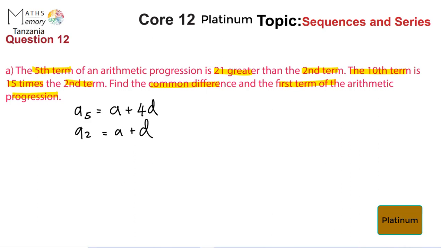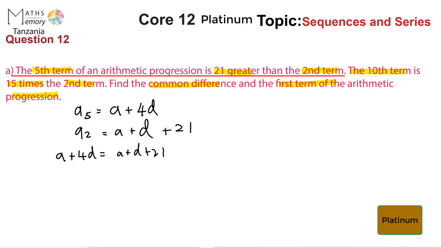So these are the first two statements. Now, what we want to do is look at this 21, because A5 is 21 greater. So we need to add 21 onto the second term to make them equal to each other. So we can say that A plus 4d equals A plus d plus 21. So they're all balanced together. Do you remember that the 21 is to balance it in one go?